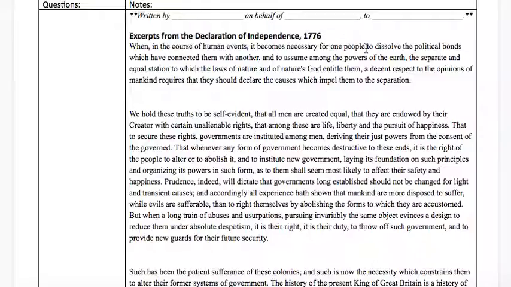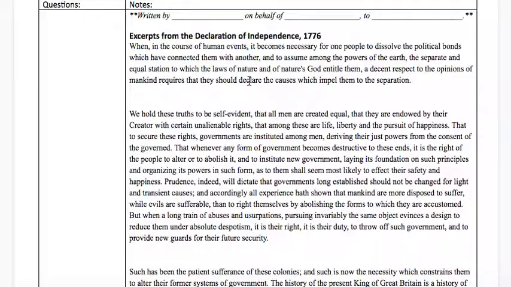To dissolve the political bonds which have connected them with another. So let's underline dissolve the political bonds which have connected. Over here in the margin, you can use that space and say break up with Great Britain. And to assume among the powers of the earth, the laws of nature and nature's God entitle them. A decent respect to the opinions of mankind requires that they should declare the causes. So let's circle declare. We know what that means.